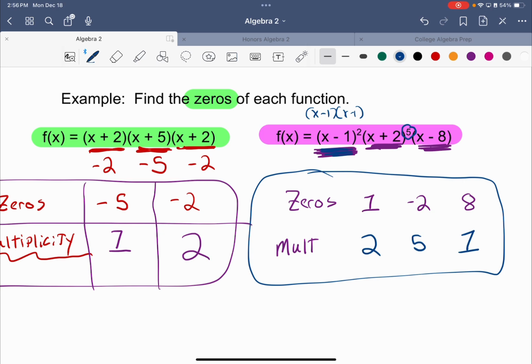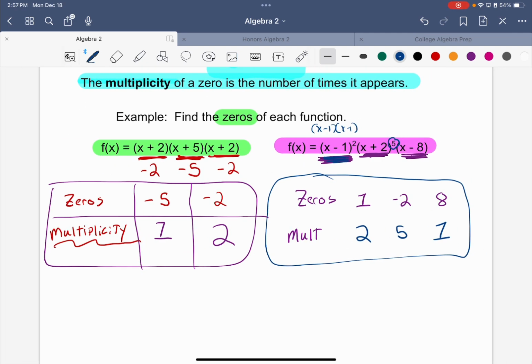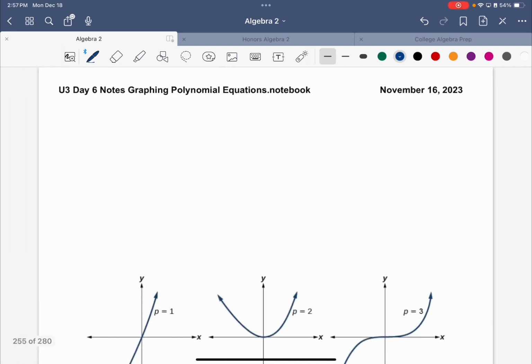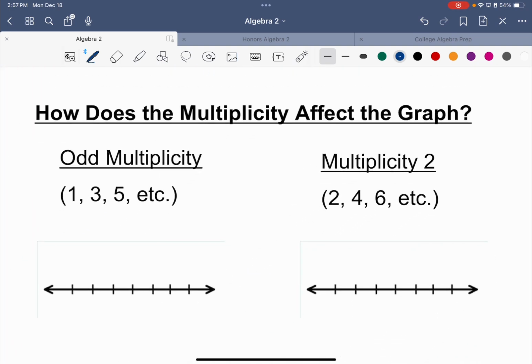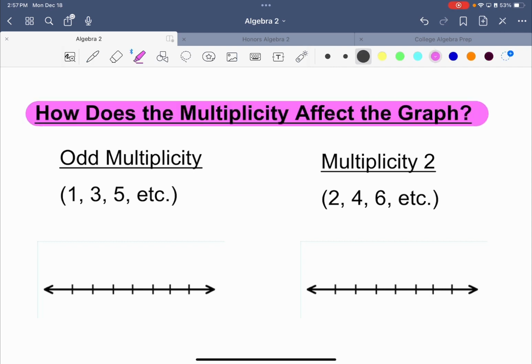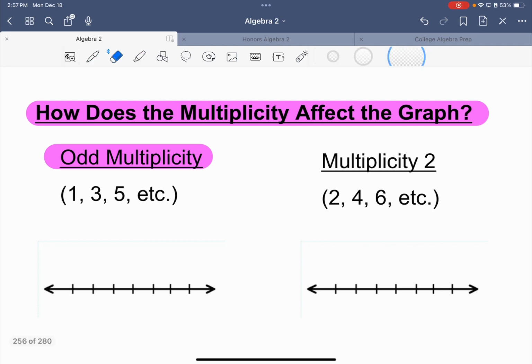So we can find end behavior. We can find multiplicity of these. Now, what does that multiplicity do? And how does that multiplicity help me graph it? So how does multiplicity affect a graph? For your notes, how does multiplicity affect your graph? If you have an odd multiplicity, 1, 3, 5, and so on, the graph is going to go through that point.